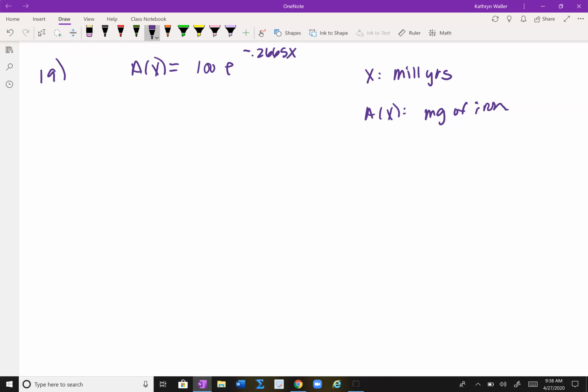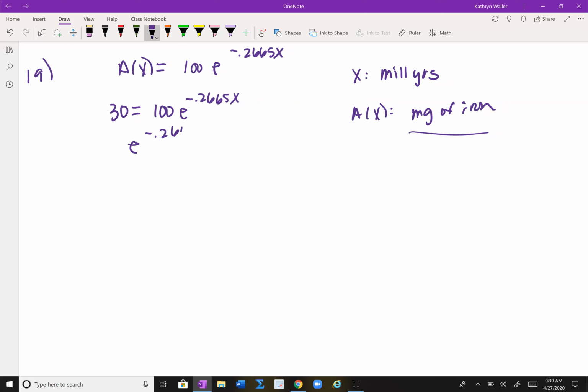So you have two variables. One is A of x and the other one is x. Well, the 30 is the milligrams, so I know that's going to be my A of x. So it's going to be 30 is equal to 100 e to the negative 0.2665x. Okay, now my variable is stuck in the exponent. So I know I'm going to have to convert it into log, but I can't convert yet because I'm not stuck. So I have to divide by 100 and I get e to the negative 0.2665x is equal to 30 divided by 100, which is 0.3.